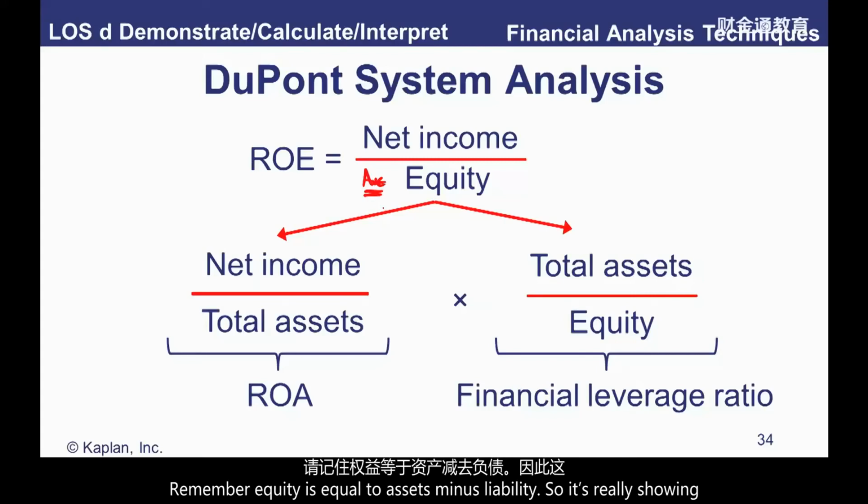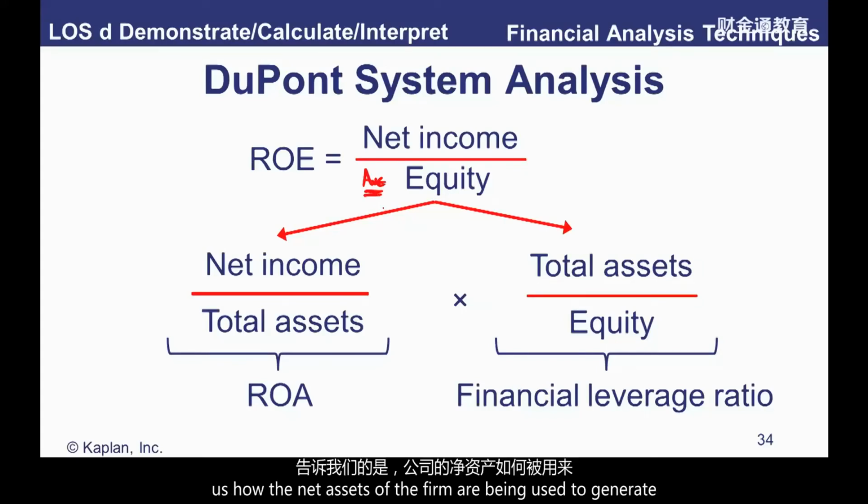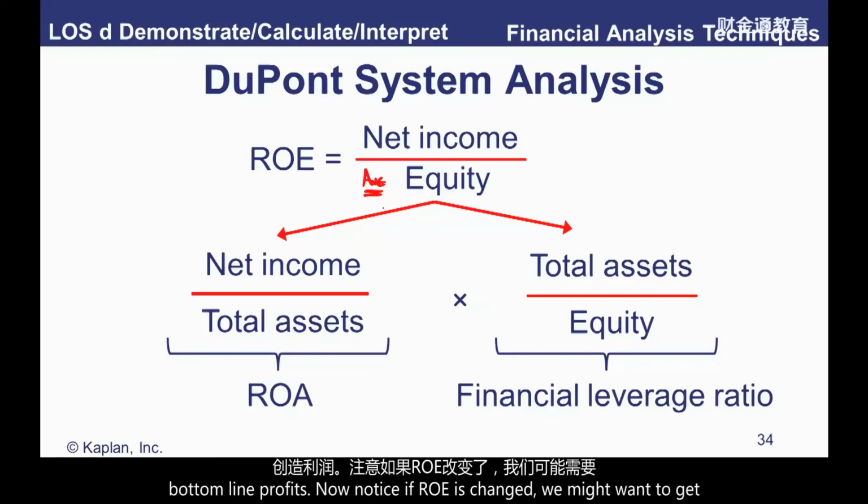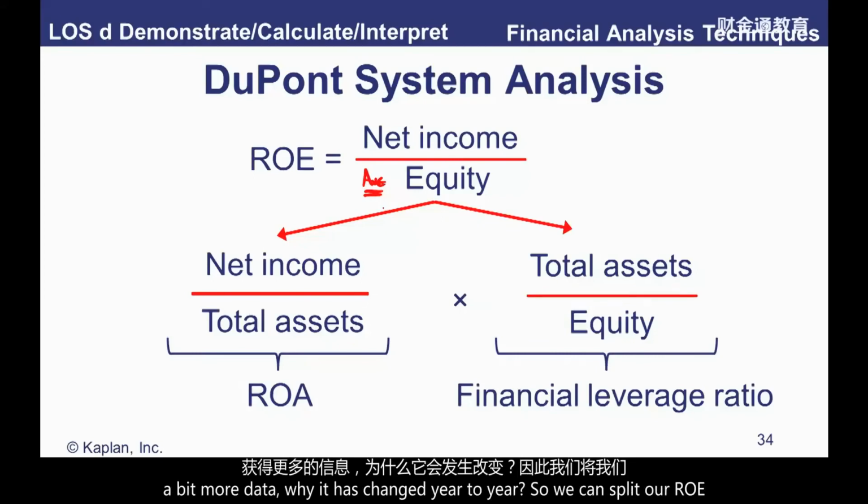Remember, equity is equal to assets minus liabilities. So it's really showing us how the net assets of the firm are being used to generate bottom line profits. Now notice if ROE has changed, we might want to get a bit more data. Why has it changed year to year?